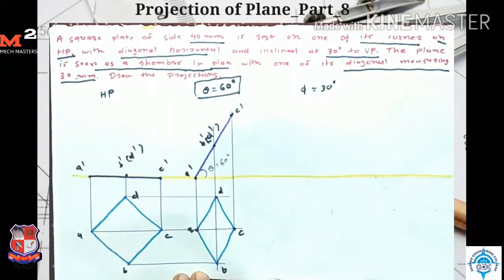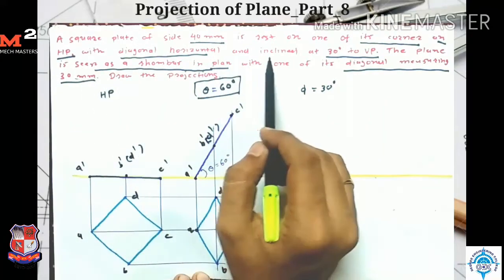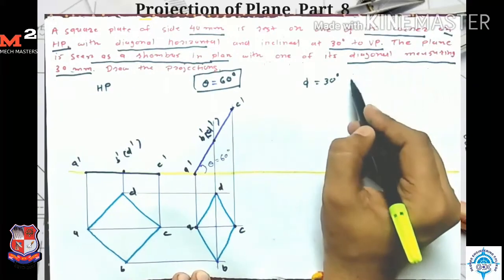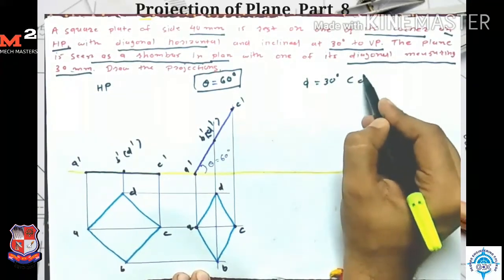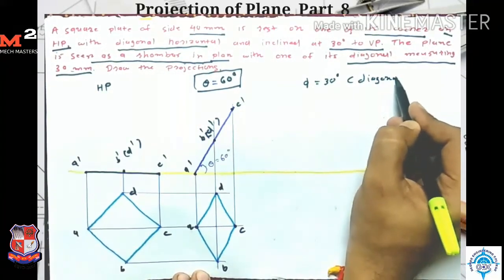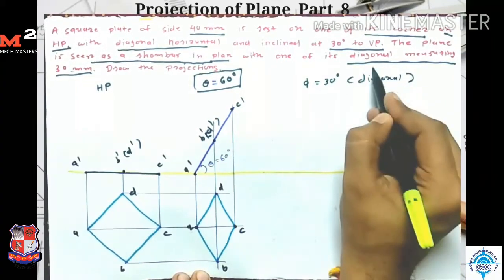Now let's come to the third stage. In third stage, given that the diagonal is inclined at 30 degree. This 30 degree is made by the horizontal diagonal.